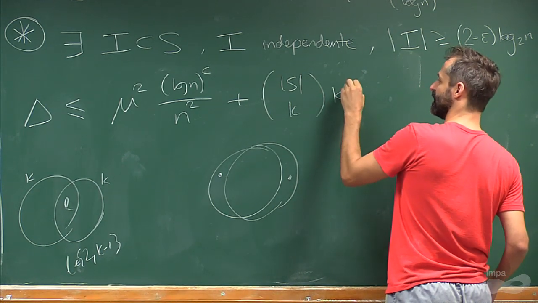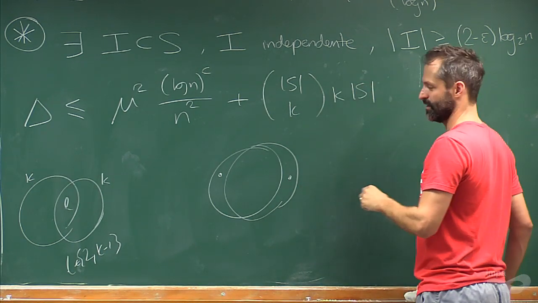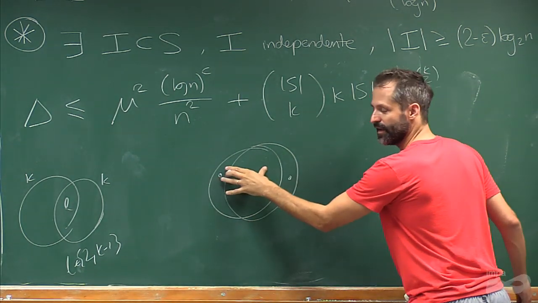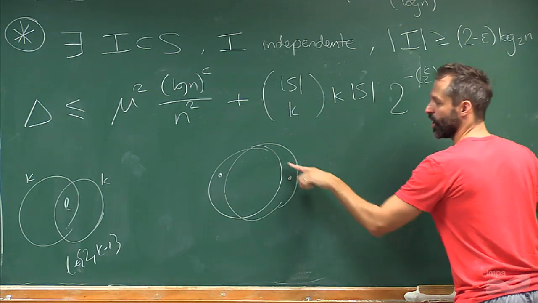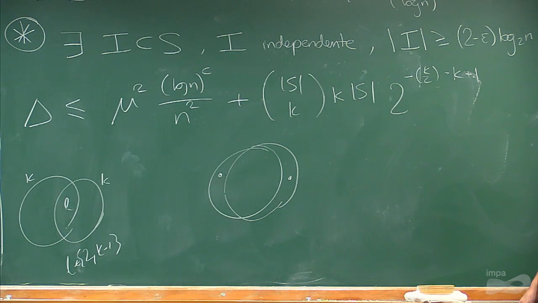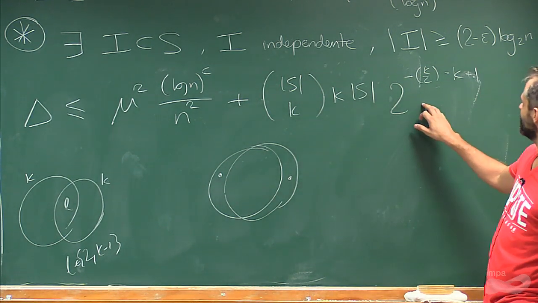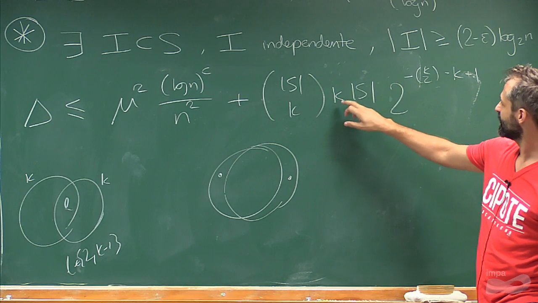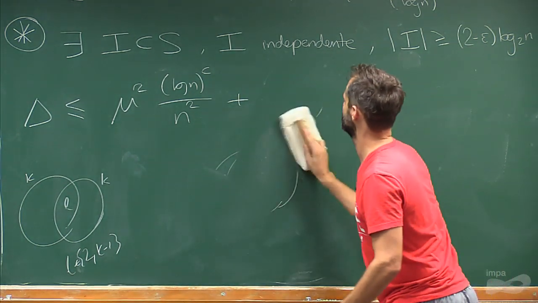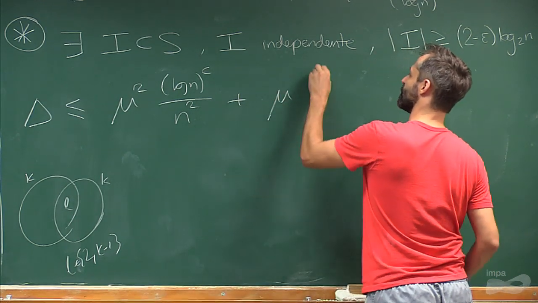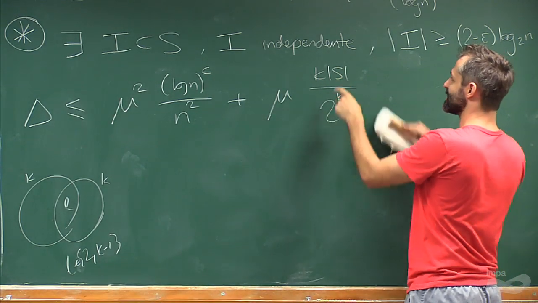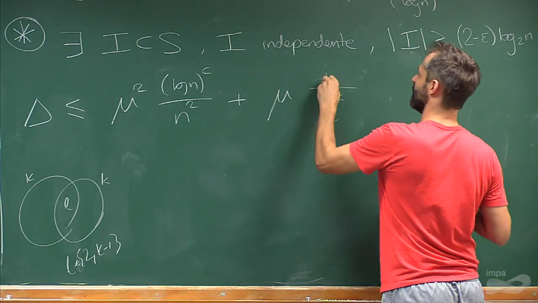So it's times k times s. And then what is it? It's 2 to the minus k choose 2 for these guys. And then this one has to be a non-neighbor to these k minus 1. And this thing is mu times what? k times s over 2 to the k, basically. Mu times k times s over 2 to the k. What's s? It's about n. k is like log n.